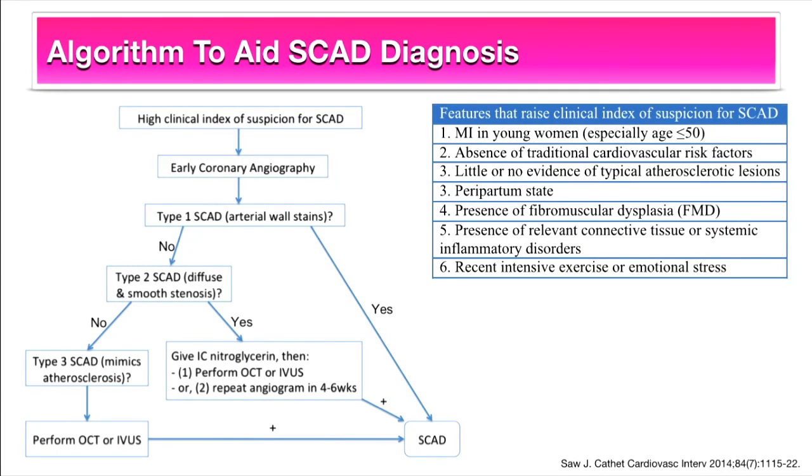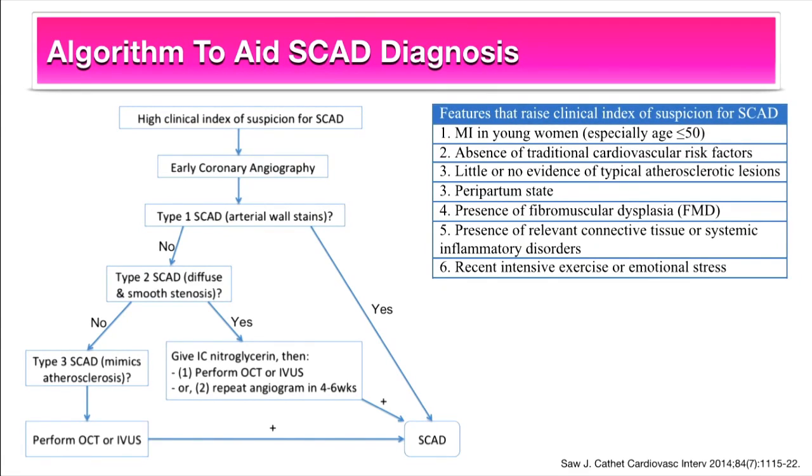So in this same paper that we described the classification of angiographic SCAD, we provided an algorithm to help SCAD diagnosis. So in the setting of patients where you are very suspicious for coronary dissection, as manifested by features shown on the table on the right side, these patients should undergo coronary angiography. If they do have type 1 changes on the angiogram, then the diagnosis of SCAD is made. If they don't have that, we need to look for type 2 changes, which represents diffuse and smooth stenosis.